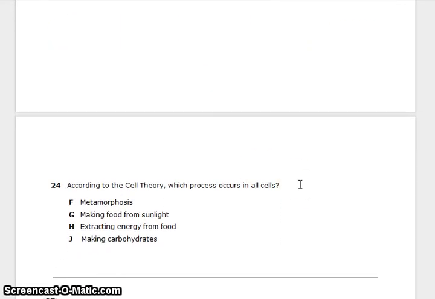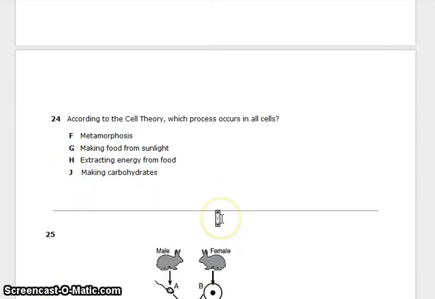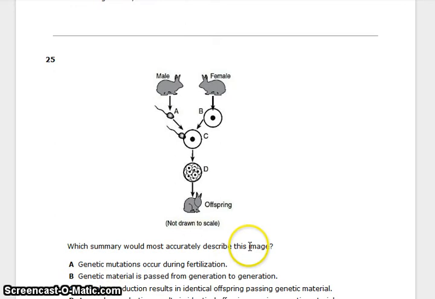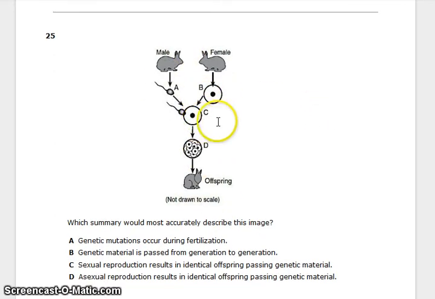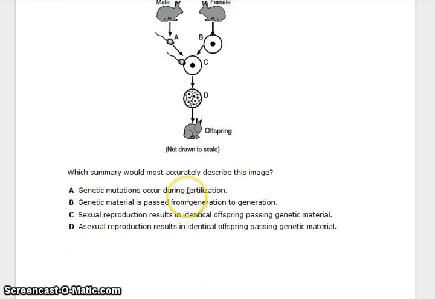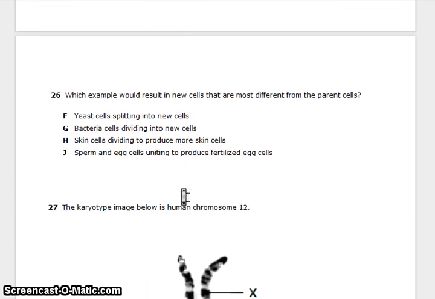24. According to the cell theory, which process occurs in all cells? F. Metamorphosis. G. Making food from sunlight. H. Extracting energy from food. J. Making carbohydrates. 25. Which summary would most accurately describe this image? A. Genetic mutations occur during fertilization. B. Genetic material is passed from generation to generation. C. Sexual reproduction results in identical offspring passing genetic material. D. Asexual reproduction results in identical offspring passing genetic material.